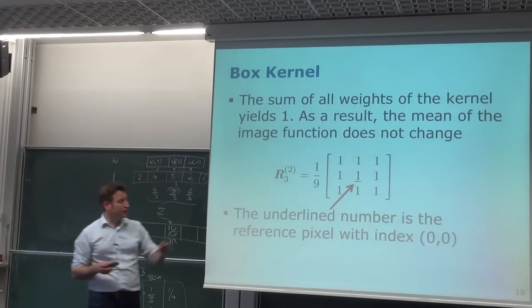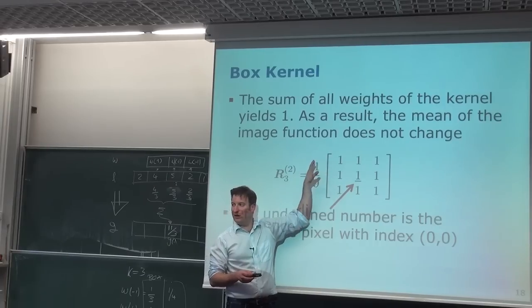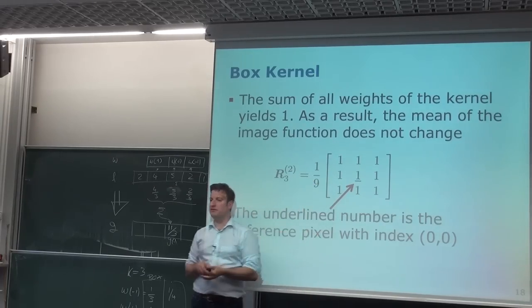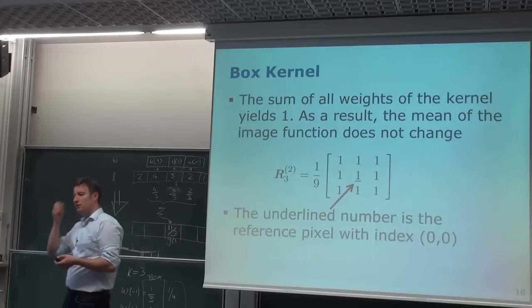So there are other important kernels where this is not the case, where the sum doesn't end up in 1, for example, the sum being 0, but then we have different properties. Okay?